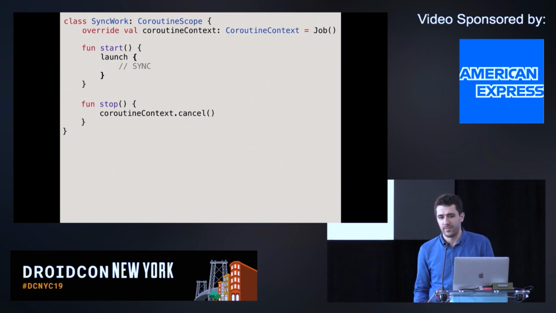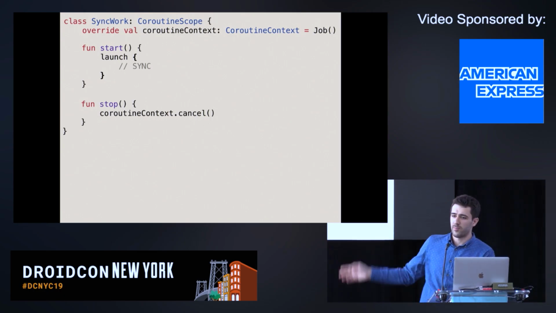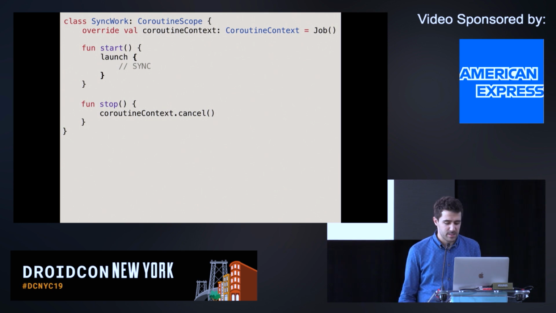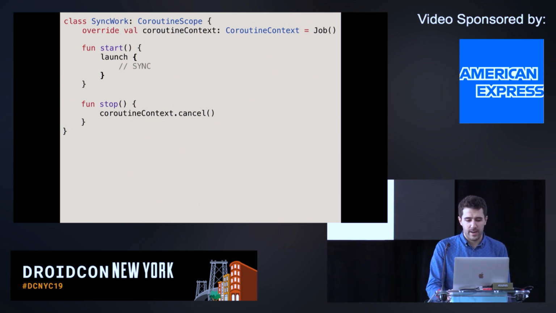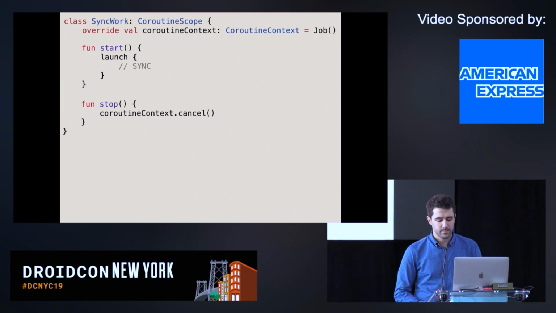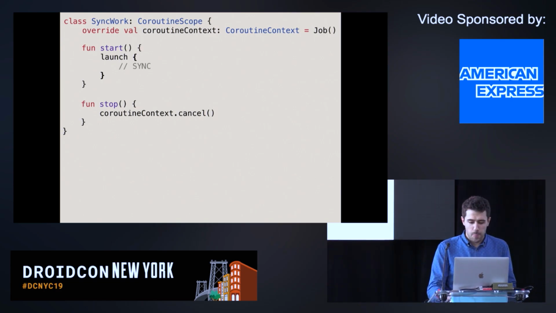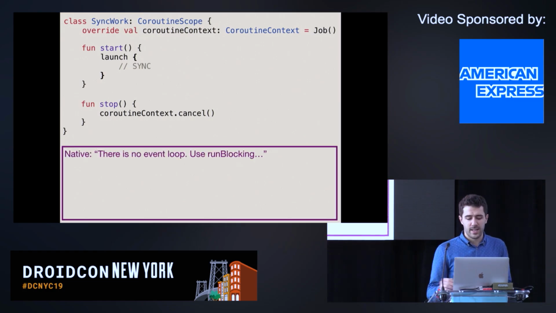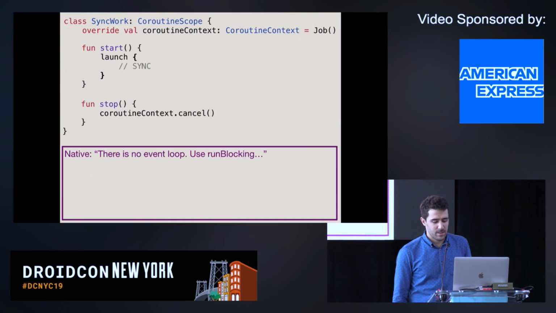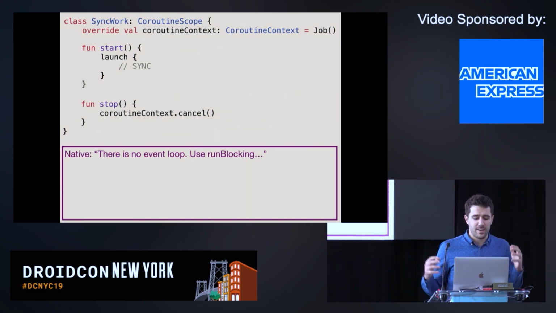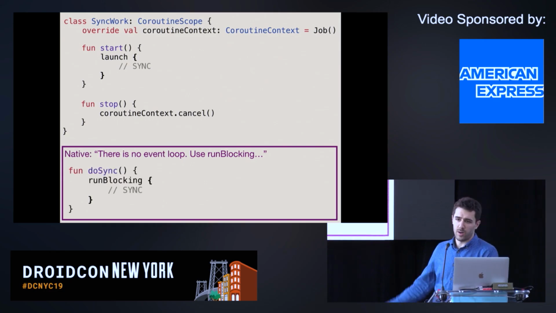That's pretty exciting, especially for me, coming from iOS, where we have GCD and we have to manually manage all of this ourselves. It's quite a pain. Again, this is what your code might look like if you're working in the JVM. But if you try to take the same code and run it in native, you'll get this error. It says, there's no event loop, use runBlocking. What that means is that we essentially now have to figure out how to take sync, this complicated, multifaceted thing, and relegate it to a block that looks like this. We're going to call doSync, and inside of runBlocking, we're going to try to figure out how to do all of our sync.